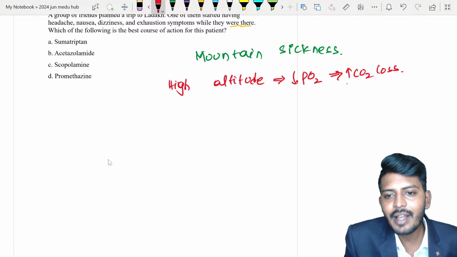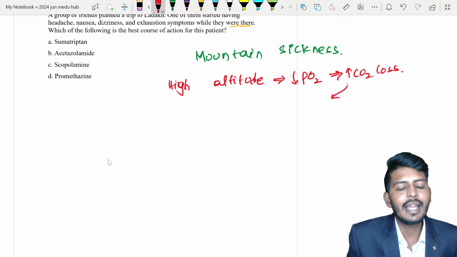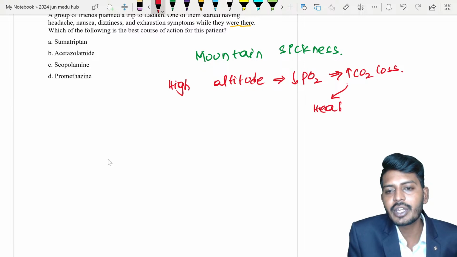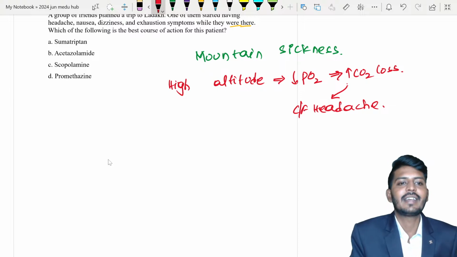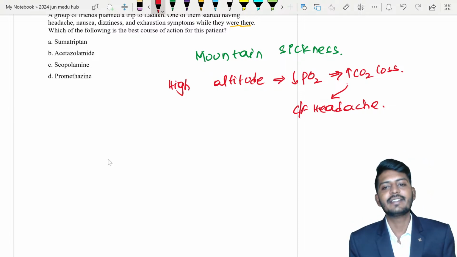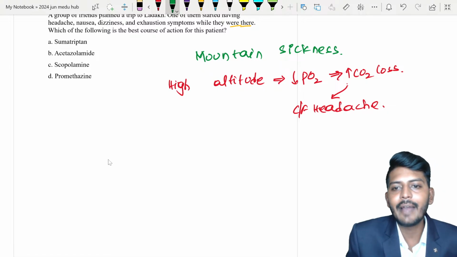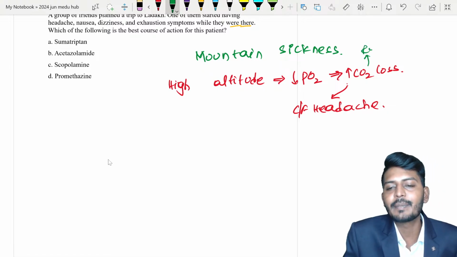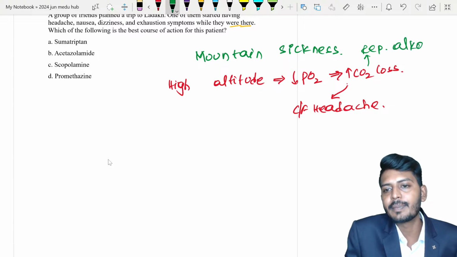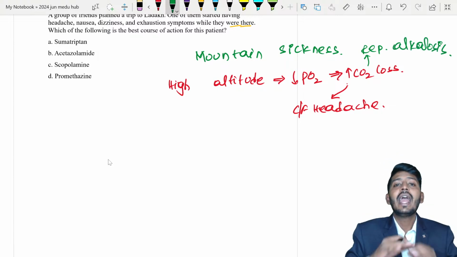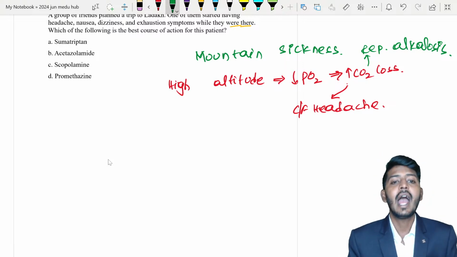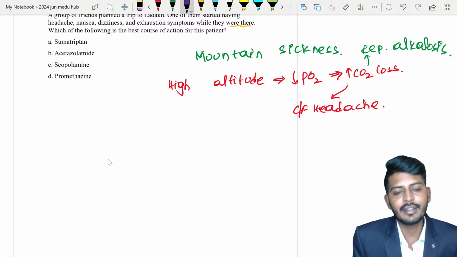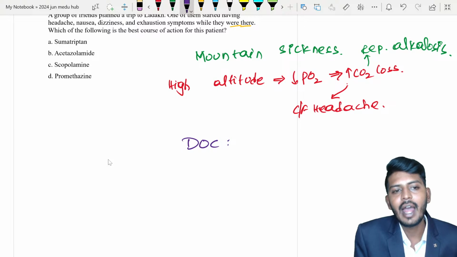So if there is an increase of CO2 loss, that will lead to what is that? All the symptoms like headache, nausea, etc. Okay. So these are the clinical features. Headache, dizziness, etc. Now the patient will end up having which, alkalosis or acidosis? Respiratory alkalosis. ध्यान से सुनो, anywhere if CO2 is lost, that is respiratory alkalosis. So the drug of choice for this condition is your answer B, acetazolamide.